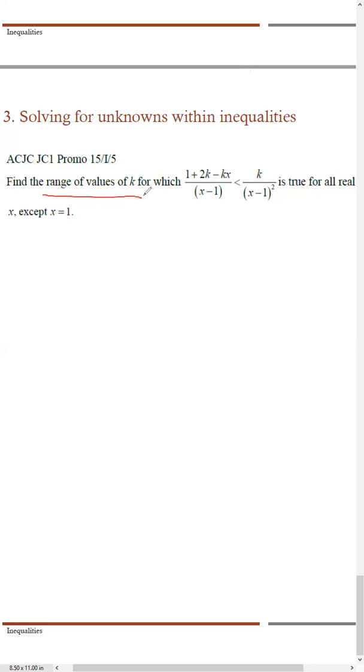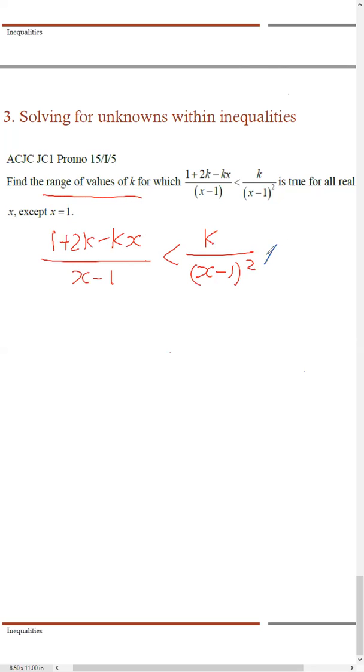Okay, so we are going to start off the question as how we are going to solve the inequality. We are going to simplify it and try to shift everything to one side first. What's the reason? You will know in a while. So for this question, to really simplify it, there's a very easy way. What you can do is to multiply (x minus 1) squared throughout.